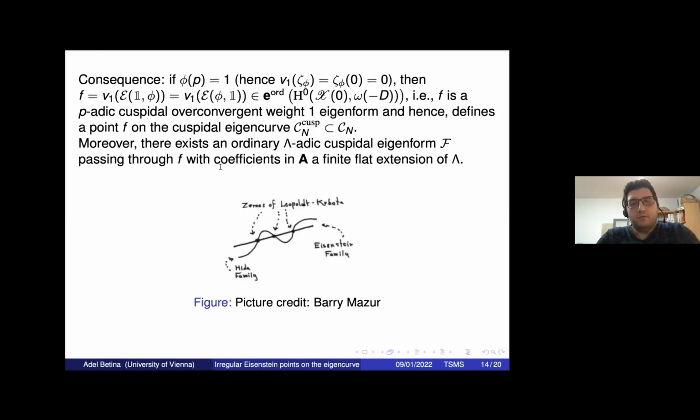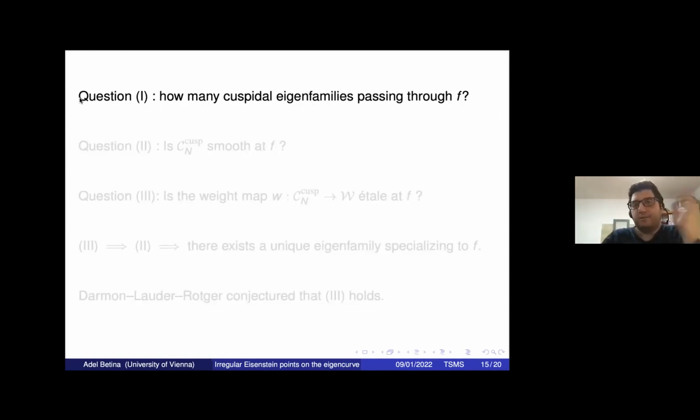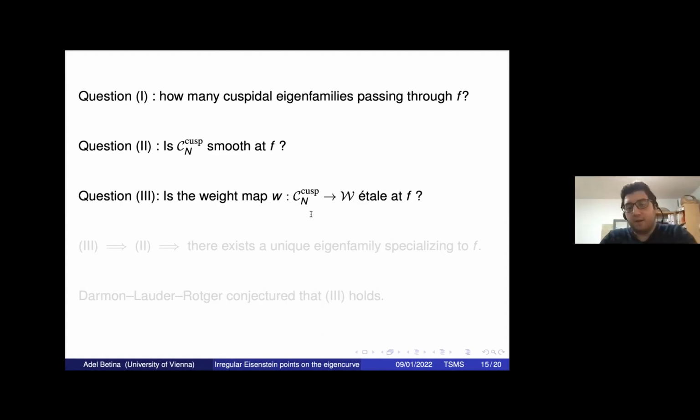So the question now: we know that we have at least one family specializing to F, our weight 1 modular form, which is Eisenstein but periodically cuspidal. So the question, how many cuspidal eigenfamilies will specialize to F? Is the cuspidal eigencurve smooth at F, and is the weight map étale? And there is an order for such questions, because 3 will imply 2, because the weight space is smooth. If this is étale, it means they are locally isomorphic. And if this is smooth, it means that the local ring has a unique irreducible component, and it means that you have a unique eigenfamily, because the irreducible components correspond to eigenfamilies.